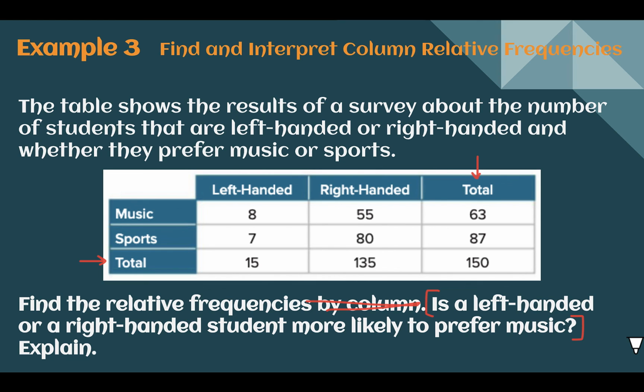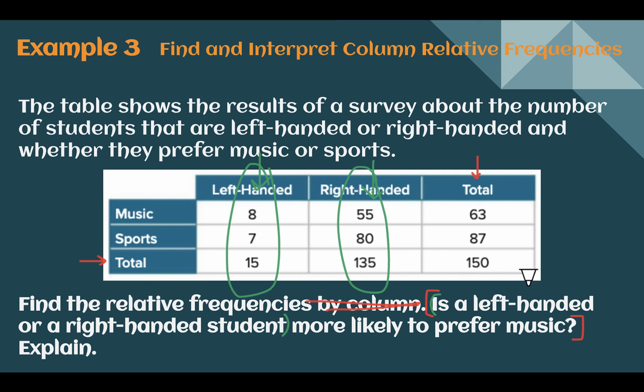So the quick way to figure out if you want column or row, rather than just doing both of them, is to look at the first part of the question. Is a left-handed or right-handed student? So it's talking about left-handed or right-handed. You're deciding between those two things. Since those are your columns, you need to do a column relative frequency.